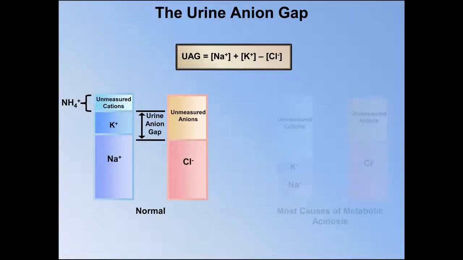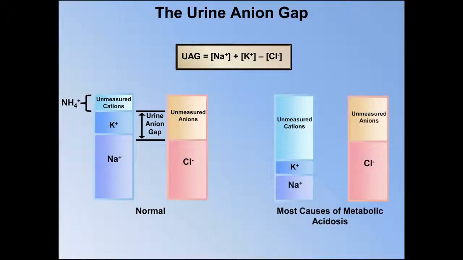In most causes of metabolic acidosis, here is what changes. Now, in the kidney's effort to get rid of as much extra acid as possible, there is a much greater amount of ammonium, which significantly increases the amount of unmeasured cations. In this situation, the urine anion gap will be very low, or in the specific case illustrated here, the urine anion gap may even be negative.